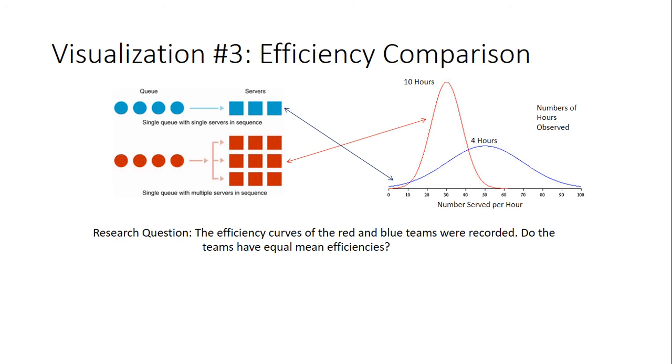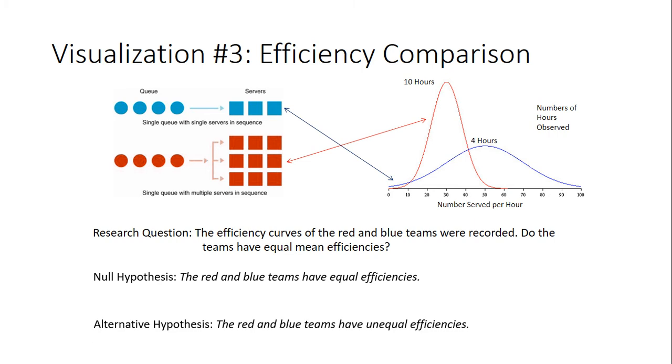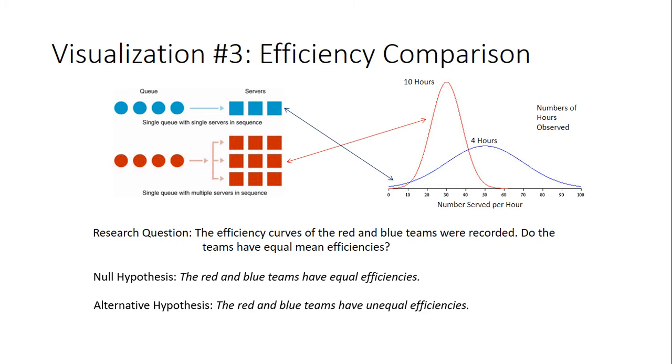The research question. The efficiency curves of the red and blue teams were recorded. Do the teams have equal mean efficiencies? The null hypothesis: the red and blue teams have equal efficiencies. The alternative hypothesis is as follows: the red and blue teams have unequal efficiencies. Based on the difference in means, we can definitely say that the red and blue teams have unequal efficiency, therefore we can reject the null hypothesis.